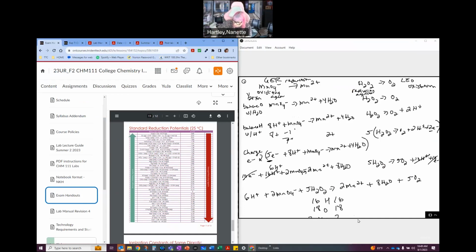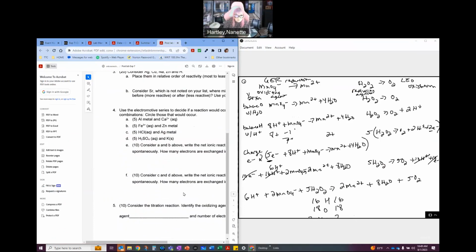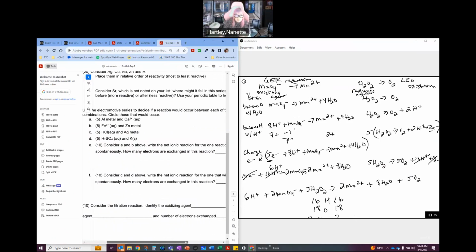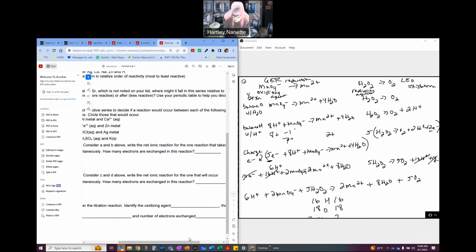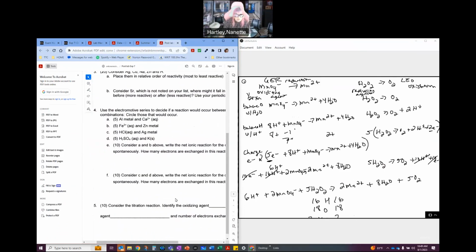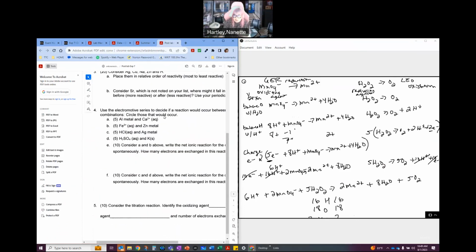If we look at our post lab, it says the oxidizing agent is going to be the MnO4 minus. The reducing agent is my H2O2. The number of electrons that were exchanged is 10. That's my balanced equation for that. And that is the end of that post lab. So that should be everything that you need for all of that stuff.